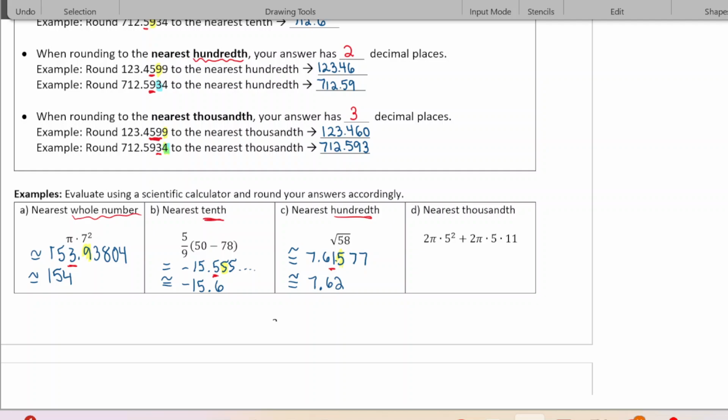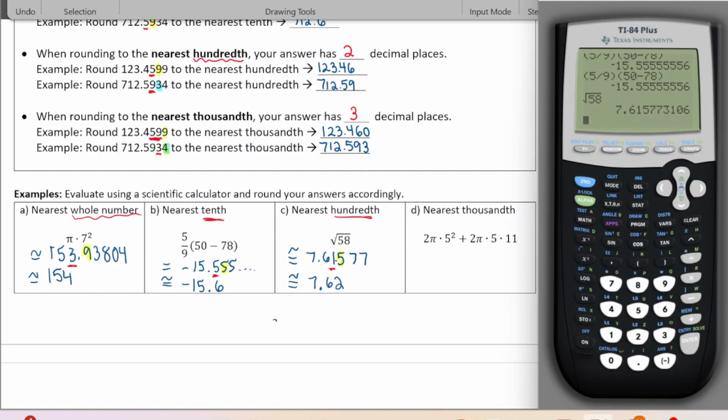Okay, and last one's got a lot of stuff here. You might want to try typing this in if you want. It's actually a calculation to get the surface area of a cylinder. So 2 times pi times 5 squared plus, and you can just type this in. If you have a scientific calculator with a display, you should be able to just type this in exactly as you see it. Oops. I need to delete that. There we go.